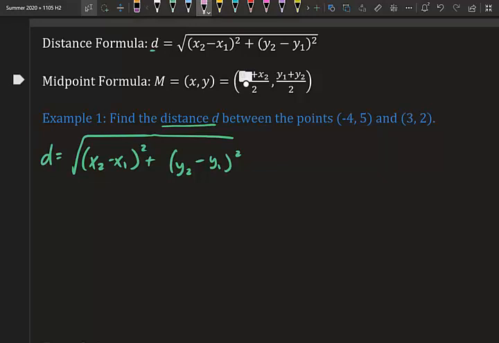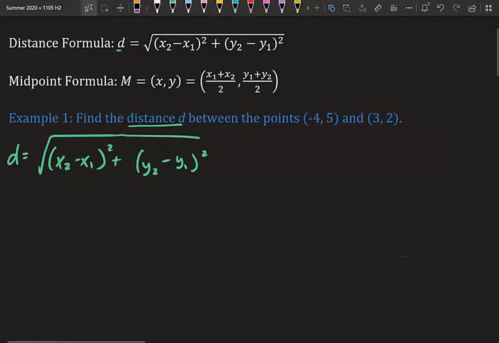Now I will tell you where most people get things wrong. I've been teaching this class for 6 years now, and where people get it wrong, they don't label their points, and then they put the wrong numbers in the wrong places. Trust me, I'm guilty when I don't label my points. Label your points. If you label your points, oh my gosh, life will be so much easier.